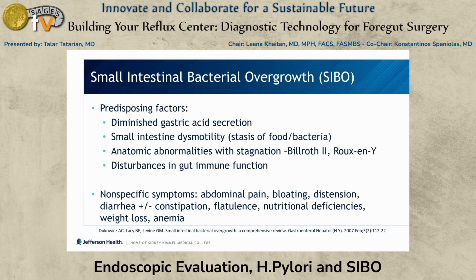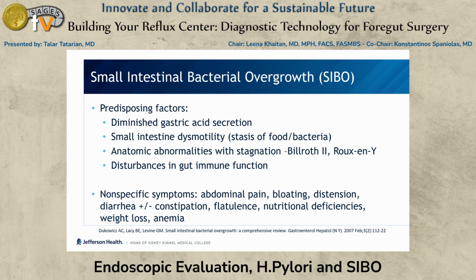So for SIBO in particular, conditions that predispose to it are decreased gastric acid secretion, so in patients post-vagotomy or with chronic PPI use. In those with any type of small intestinal dysmotility, the stasis of the food can cause bacterial overgrowth. Iatrogenic or anatomic abnormalities, so any type of diverticulum that can have stagnant food in it. Surgically, if a patient has any type of blind loop, Billroth 2 anatomy, for the bariatric surgeons in the group, Roux-en-Y anastomoses can predispose to it. And then in some cases, disturbances in gut immune function.